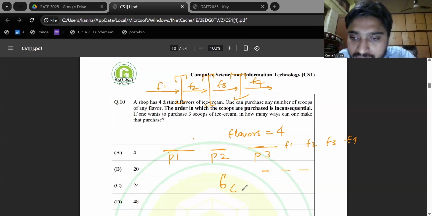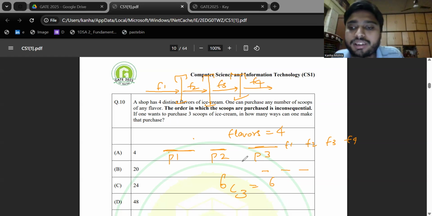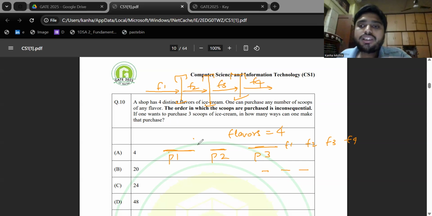So 6C3 is equal to 6 factorial upon 3 factorial, 3 factorial. Now you might question, sir, how did this happen? So let's see. First, let's take the duplicacy case. Like this is O1, O2, and the bars are B1, B2, B3. This is B1, this is B2, and this is B3.